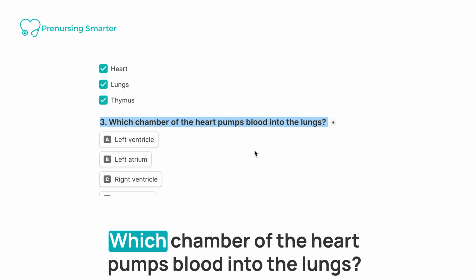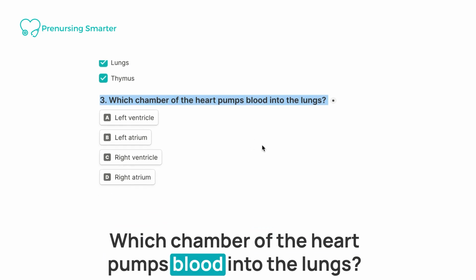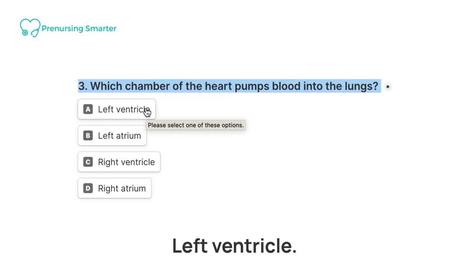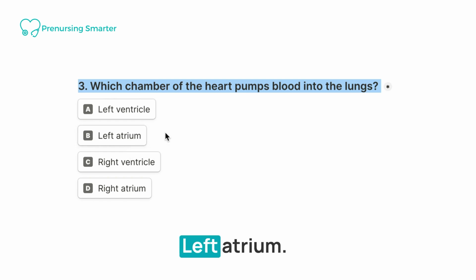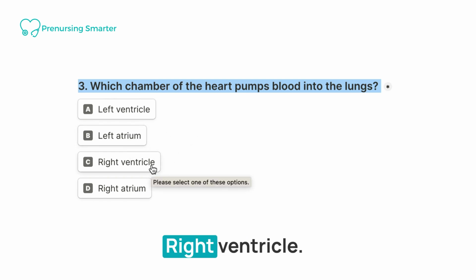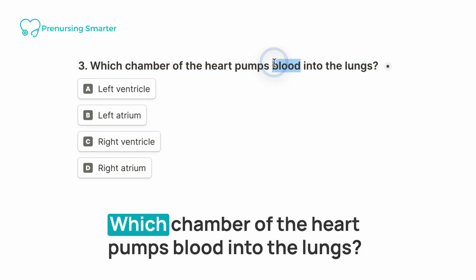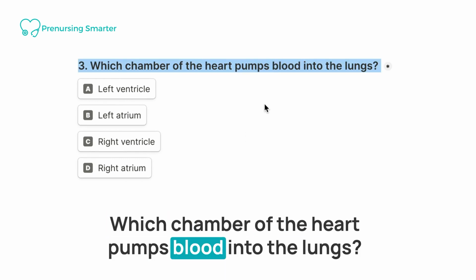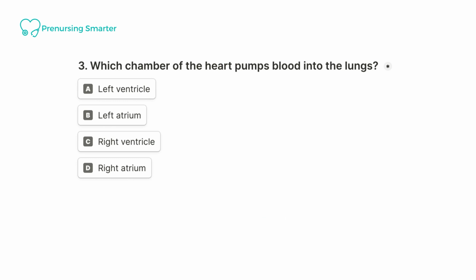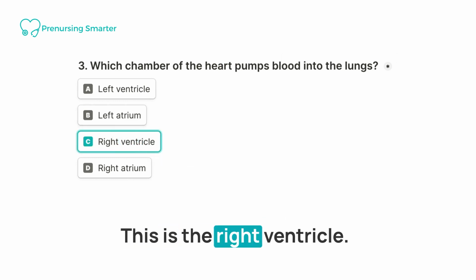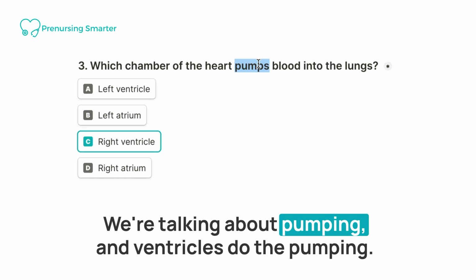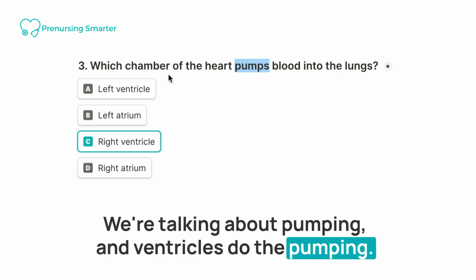Question number 3. Which chamber of the heart pumps blood into the lungs? A, left ventricle, B, left atrium, C, right ventricle, D, right atrium. Which chamber of the heart pumps blood into the lung? This is the right ventricle. We're talking about pumping, and ventricles do the pumping.